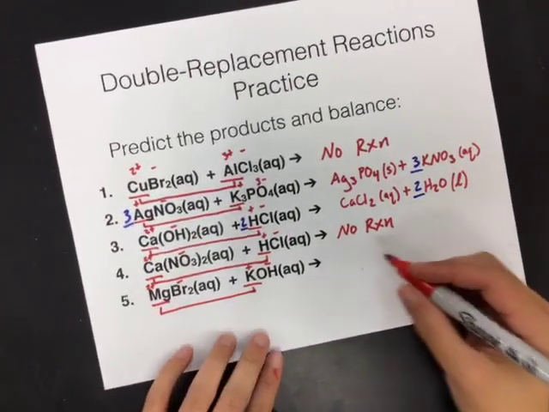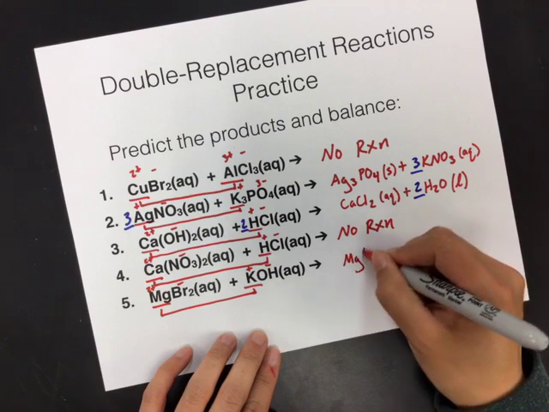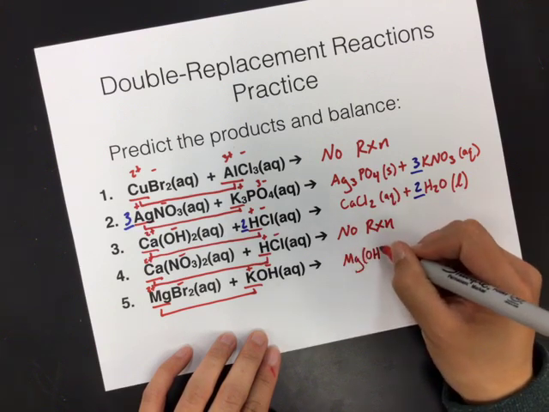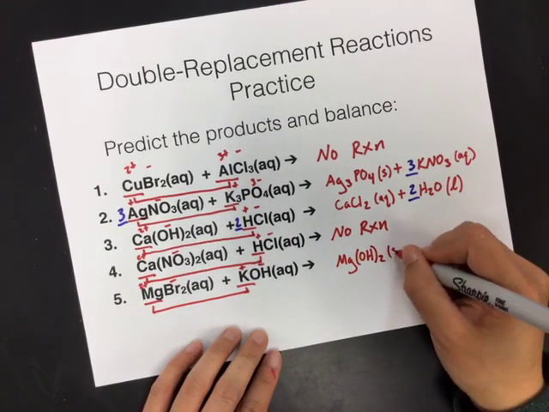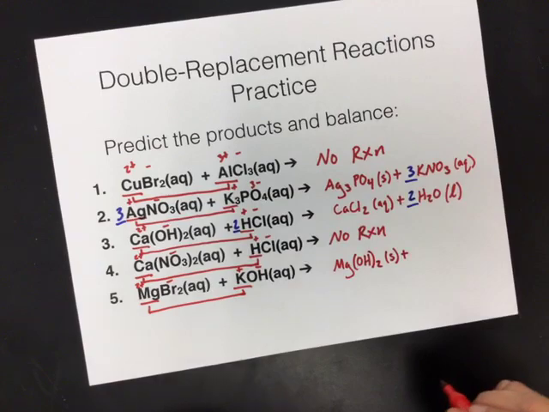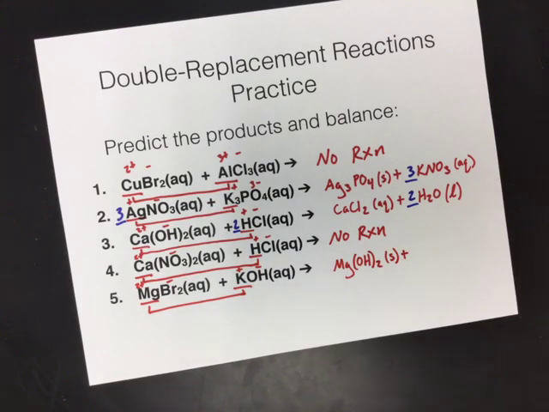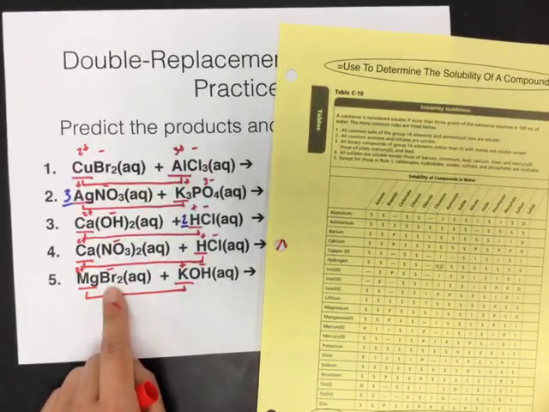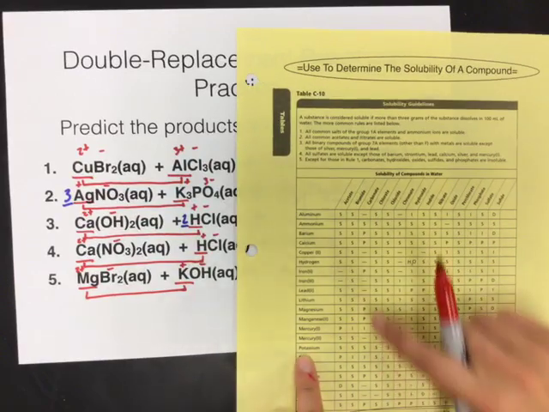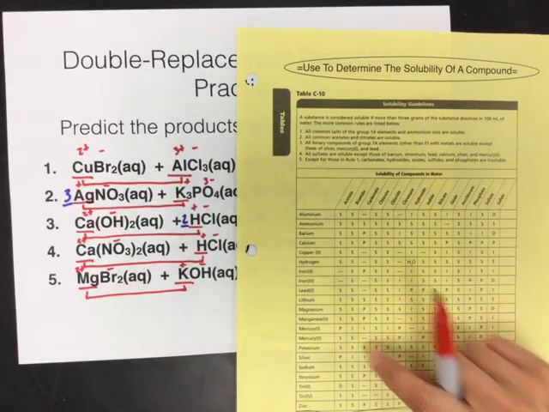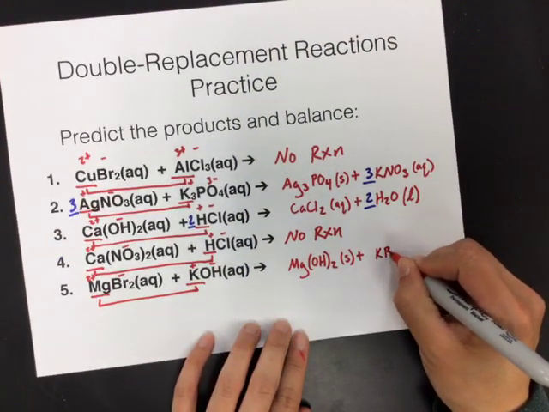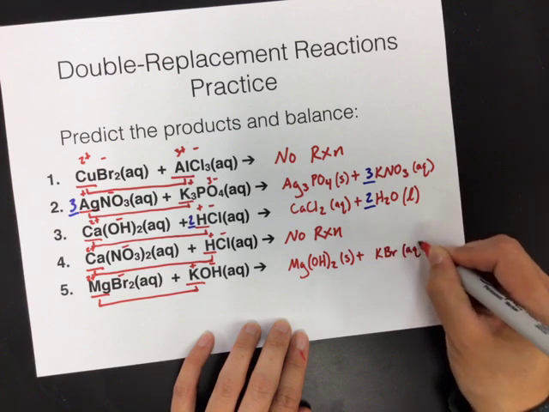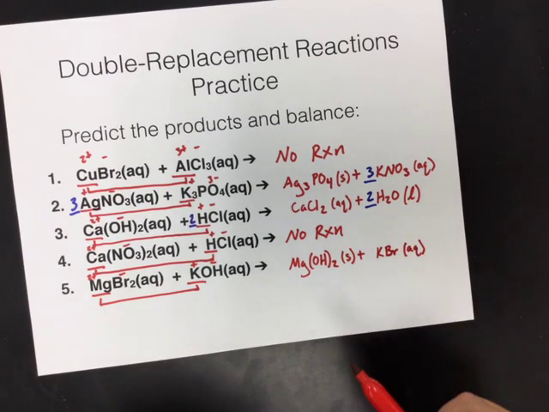Magnesium's 2 plus, hydroxide's 1 minus. Remember, a very commonly missed formula here, you need the parentheses on the hydroxide. That one's a solid. The other one, just to be safe, potassium bromide, KBr. We've got potassium bromide is S, soluble as expected. So that's AQ. Alright, so that checks out.